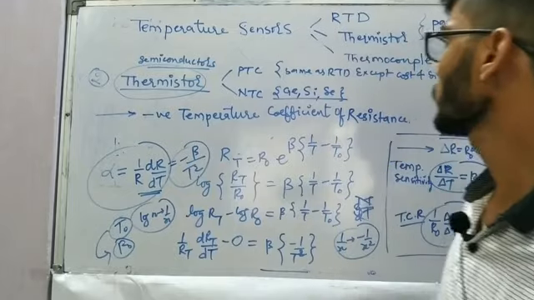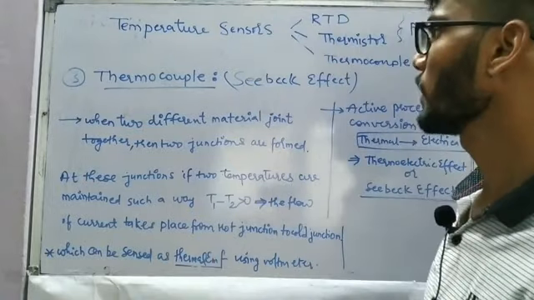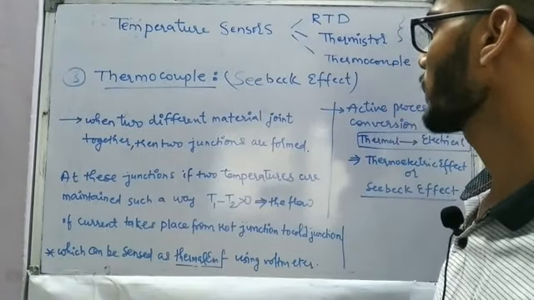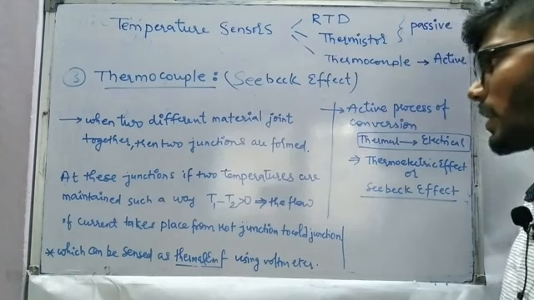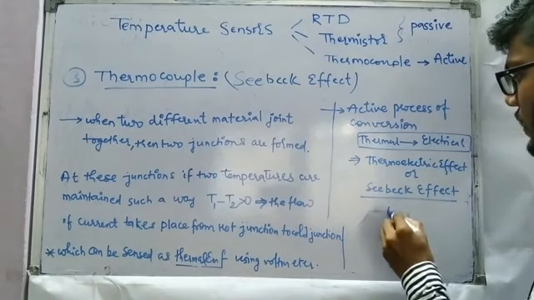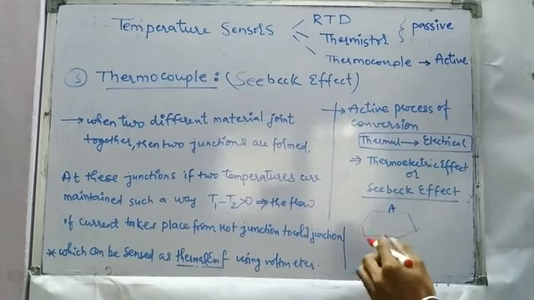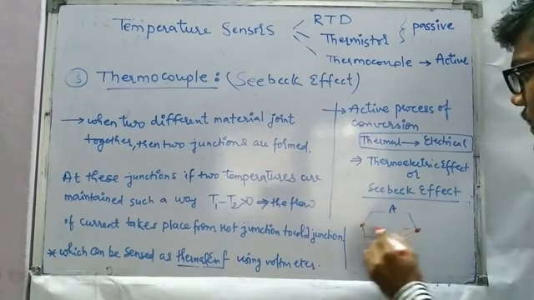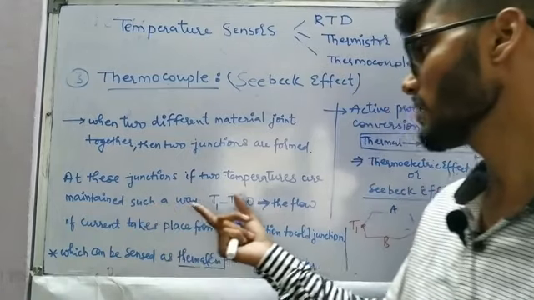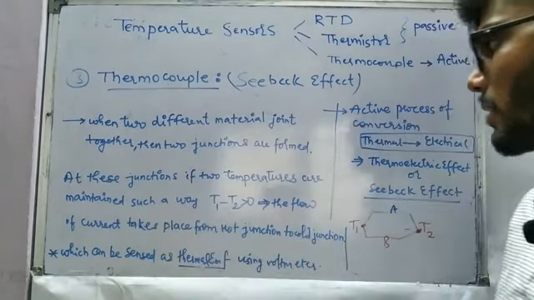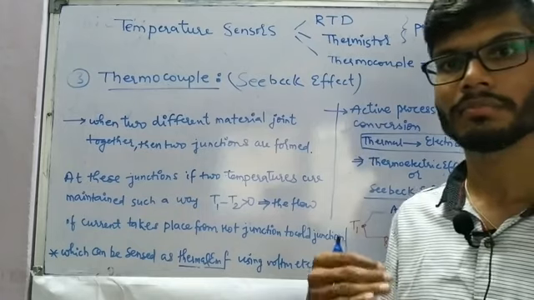And now let us proceed further with thermocouple. Let us understand the principle of thermocouple. It works on the principle of Seebeck effect, and when two different materials join together, then two junctions are formed. So let us say one material I am taking as A, and the other material I am taking as B. So when two different materials join together, two junctions are formed. So let us say the junctions have temperatures T1 and T2. At these junctions, if the two temperatures are maintained such that T1 minus T2 is positive, it means both the junctions have some difference in temperature.